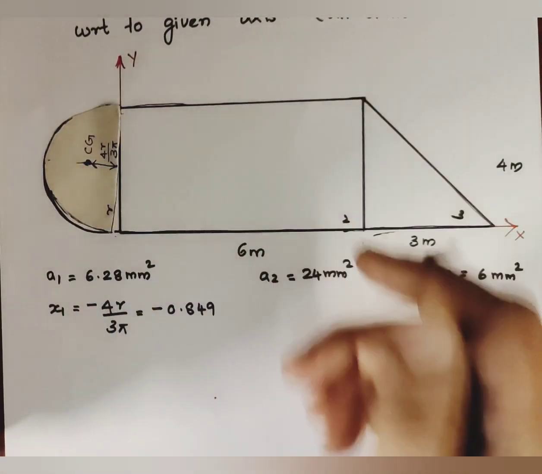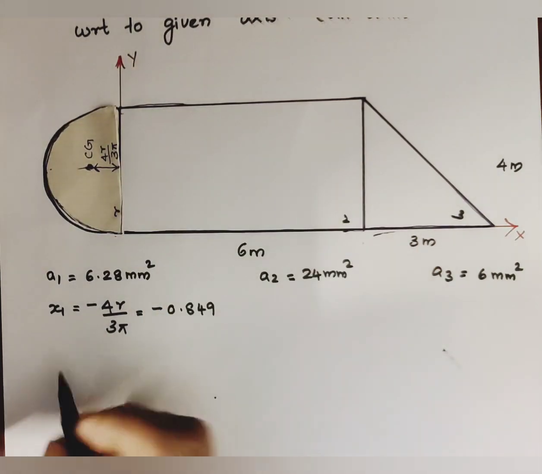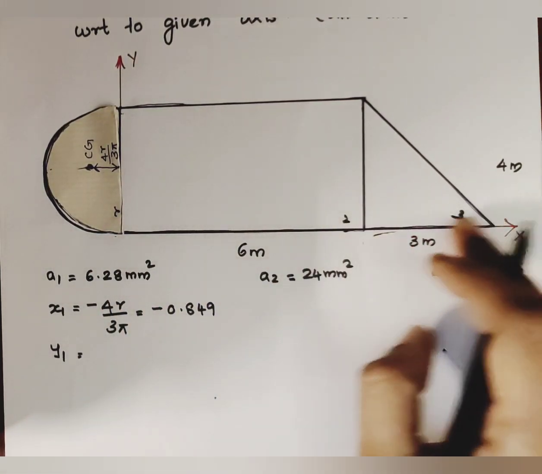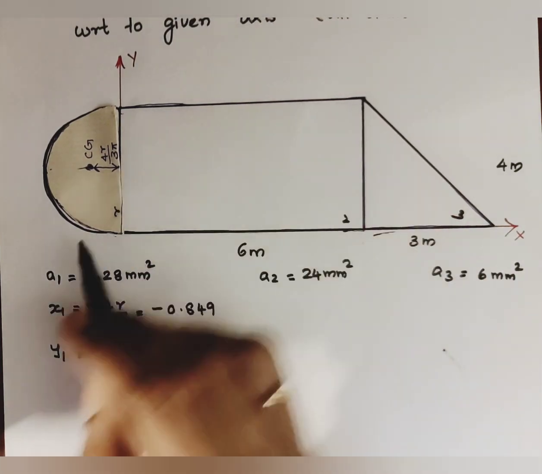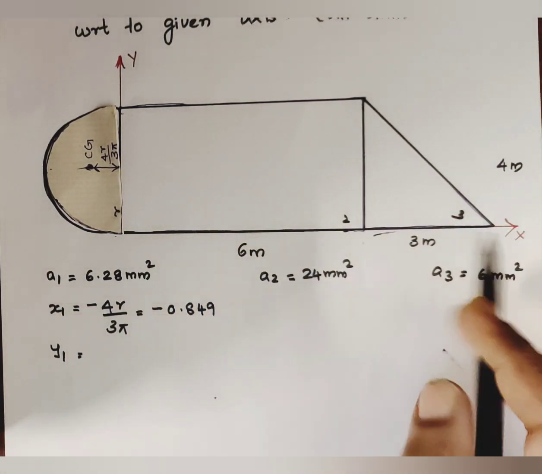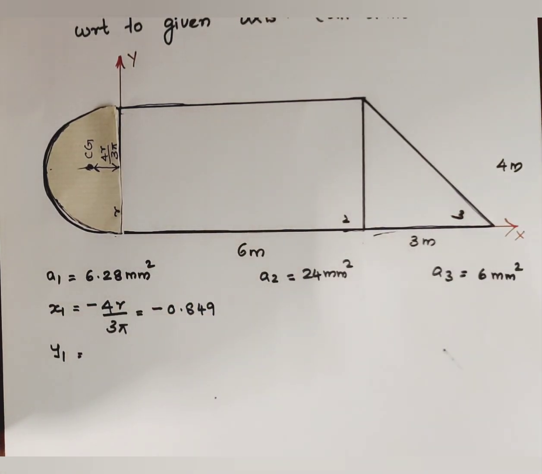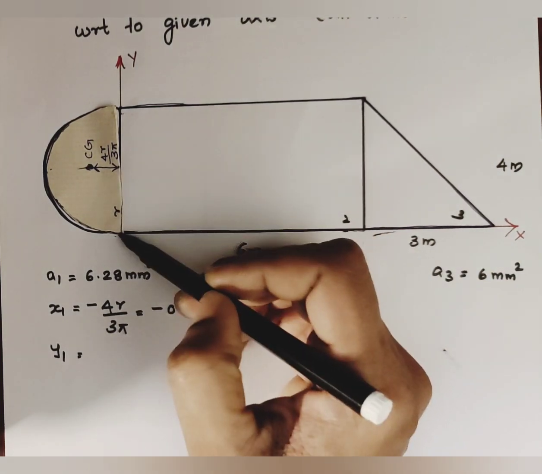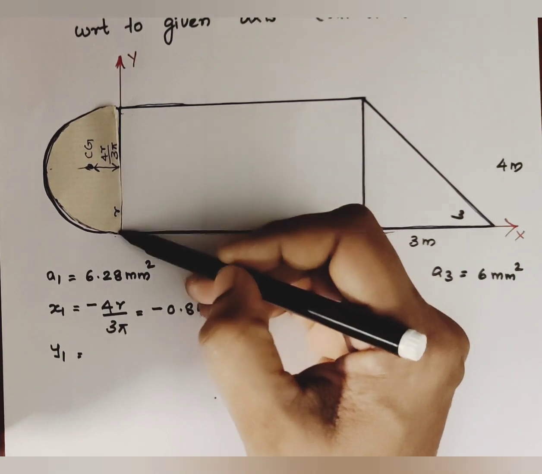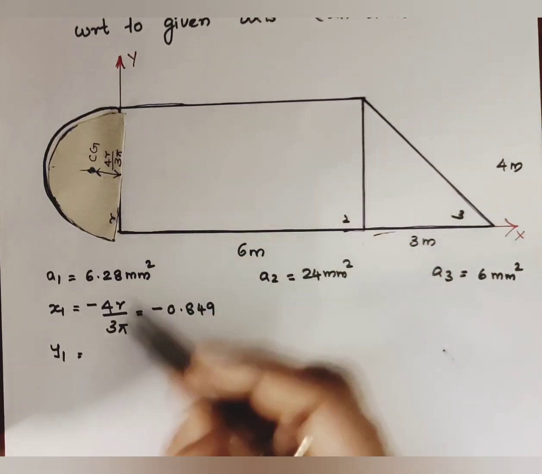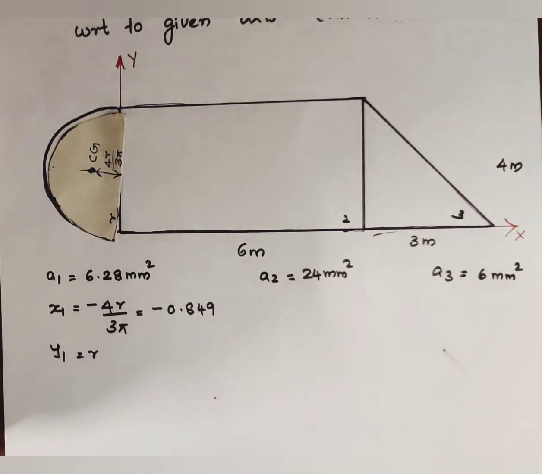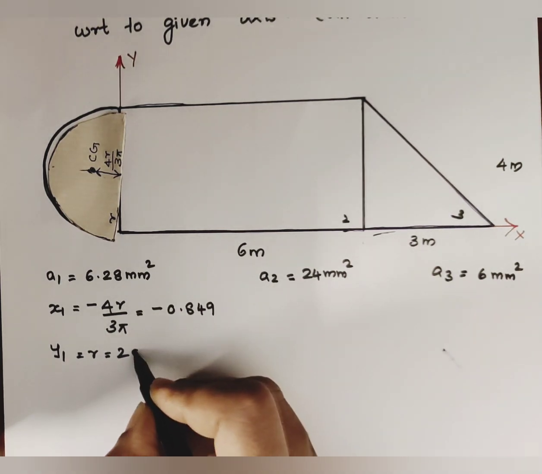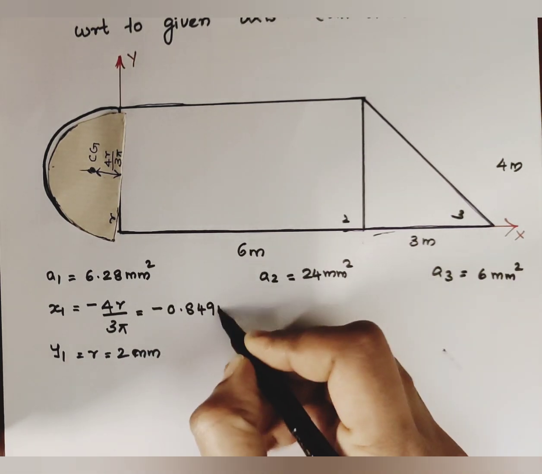And now y1. y1 is measured with respect to this reference axis. This is the reference axis, the same as the previous case. With respect to this axis, the centroid is at a distance of radius r. So this is r, that is equal to 2, and the unit is millimeter.